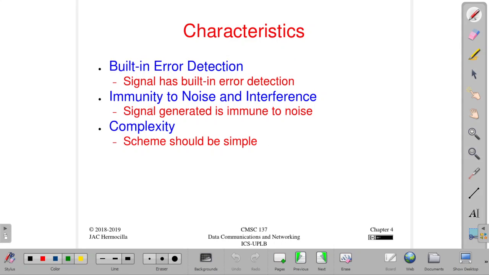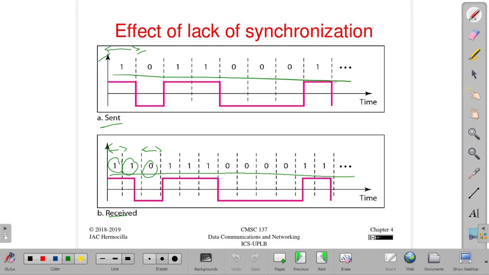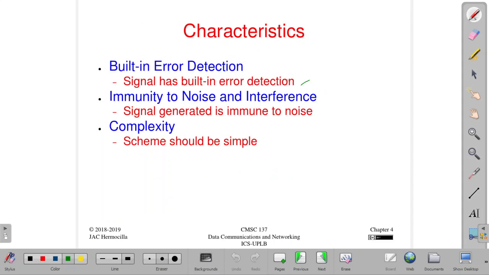Other characteristics to be considered when considering encoding techniques: the signal should have a built-in error detection. Since we are using digital signals, recall our discussion about transmission impairments. So it's possible that, let's say, 0 will become 1. So the encoding scheme should have a built-in error detection.